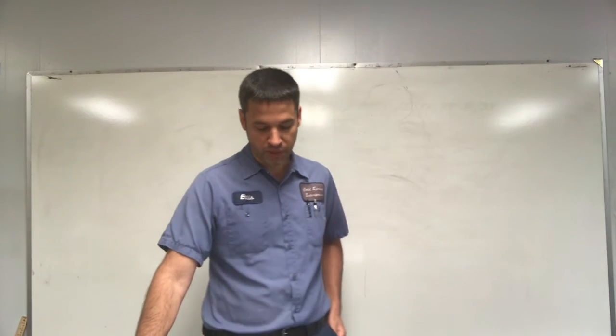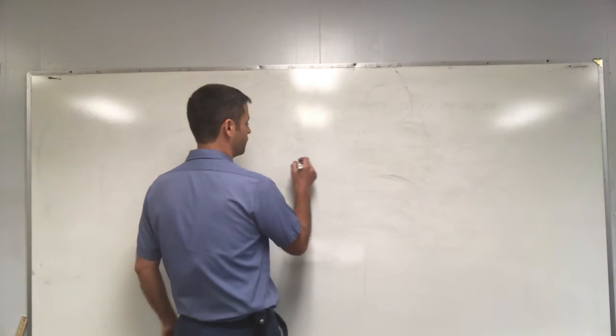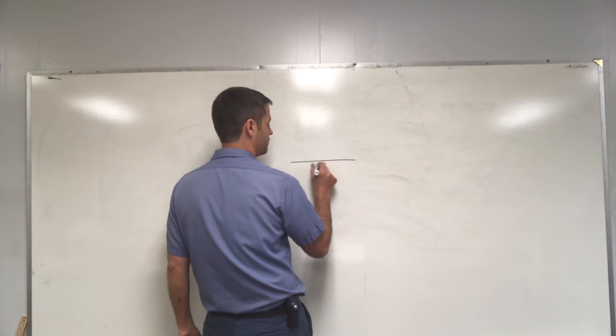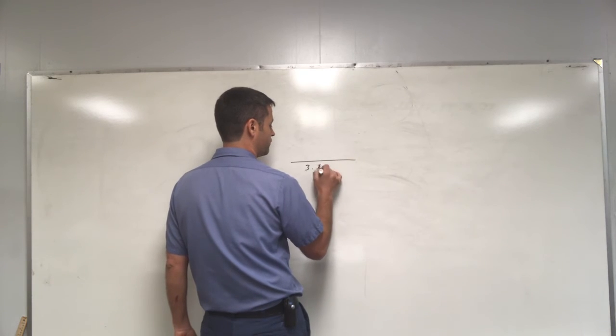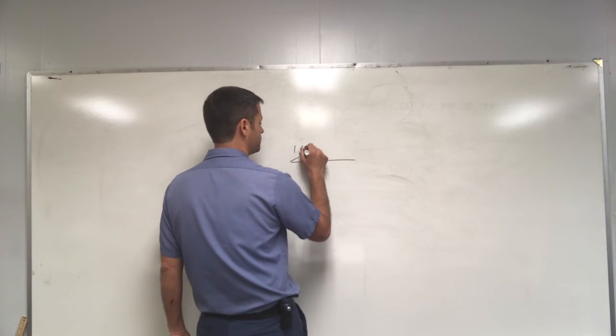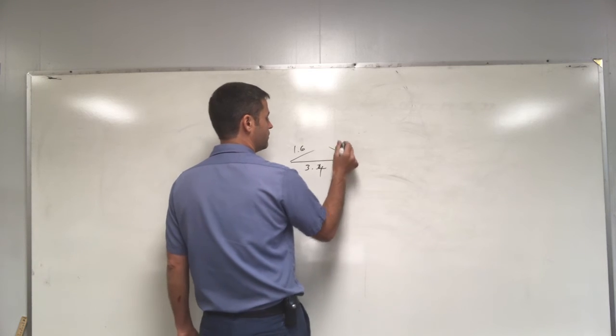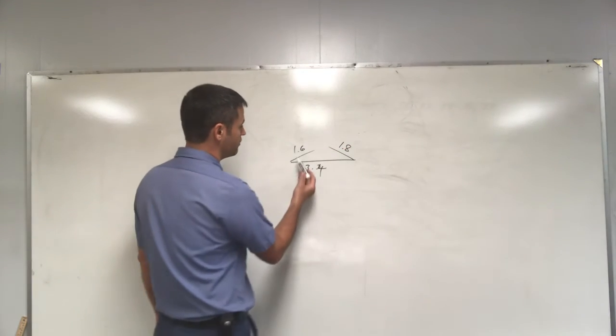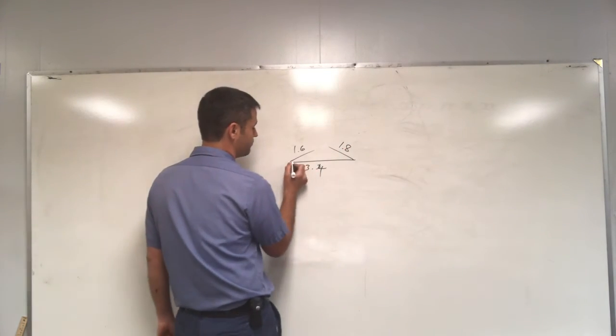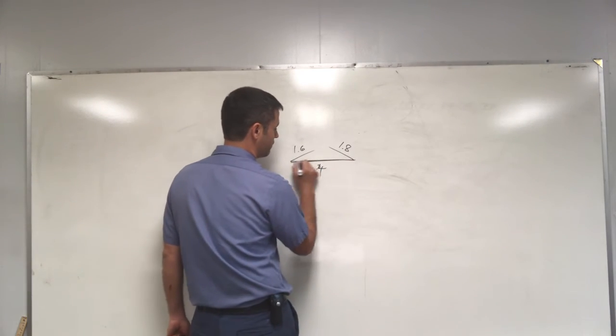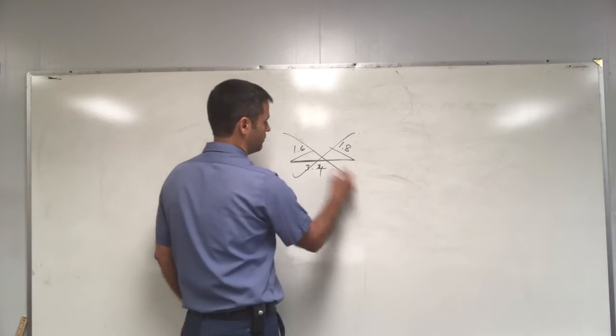Number 3, determine whether the measurements 1.6, 1.8, and 3.4 can be the side lengths of a triangle. If it is a triangle, determine whether it is acute, obtuse, or right. 1.6 and 1.8 and 3.4. If I have a 3.4 down here, and a 1.6 and a 1.8, what will happen? Well, 1.6 plus 1.8 equals 3.4, so they will lay down flat against it, and it will not be a triangle.